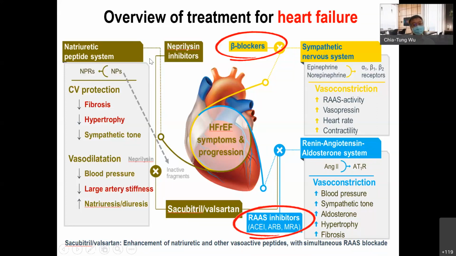And there's a new class of drug called the neprilysin inhibitor. In this class of drug, we have a drug called Entresto. Actually, it's an ARB plus a neprilysin inhibitor.